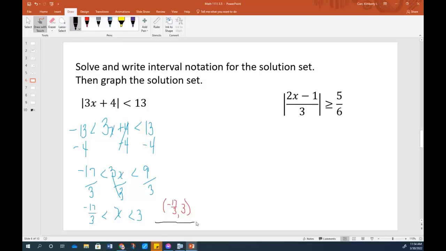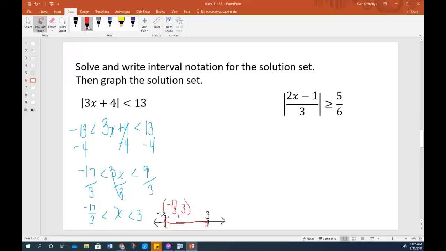Now, if I were going to graph it, what we know is that there's a number line. I'm not worried too much right now about putting all my little tick marks on there. We know that somewhere there's a -17 over 3 and somewhere there's a 3 to the right of that. But when you have to graph these online, what's really going to happen is you're going to put parentheses on your number line at your endpoints, and then you'll put that little thing on there. So it'll look like that when you're doing it online.